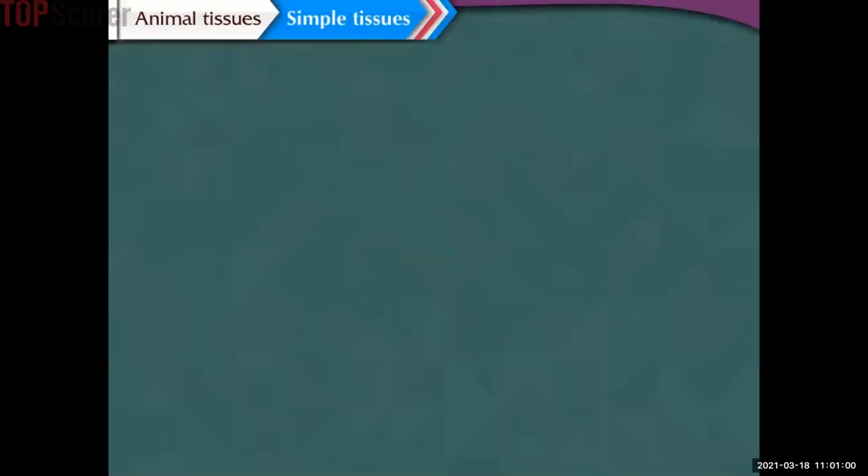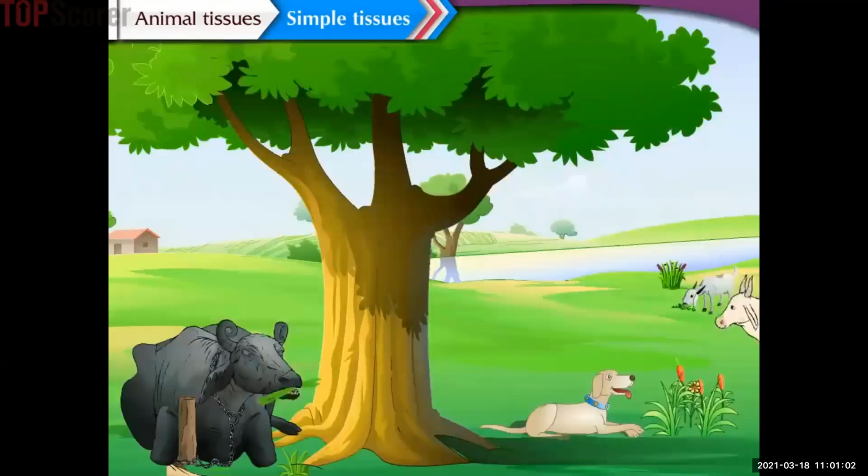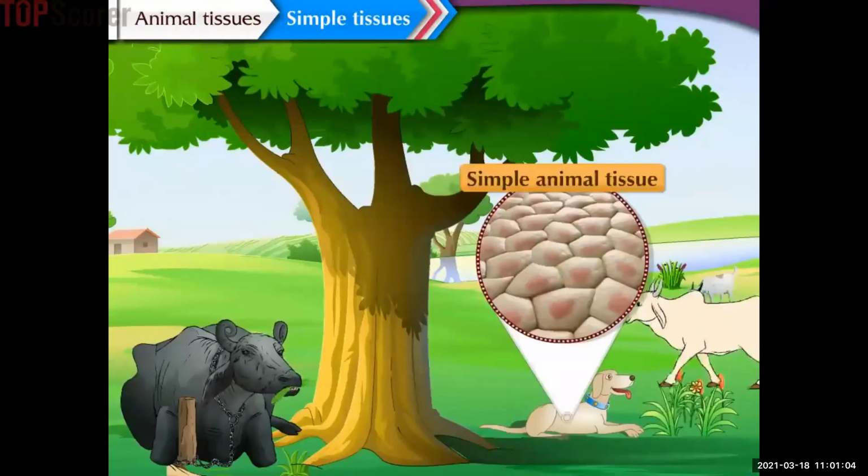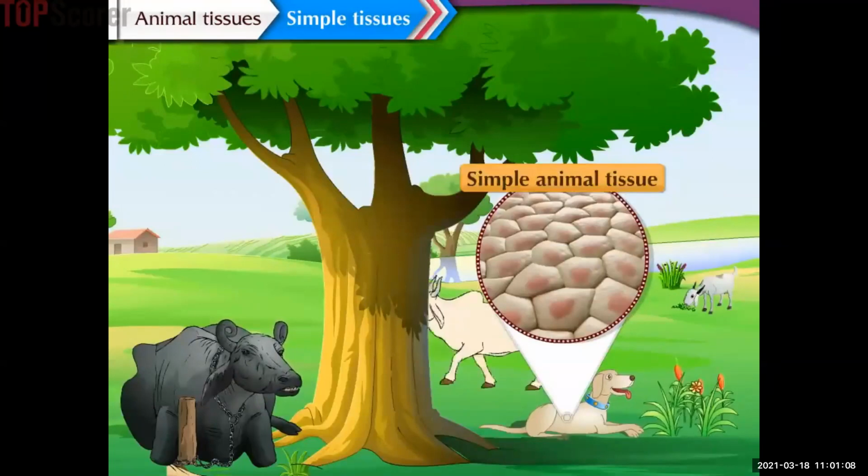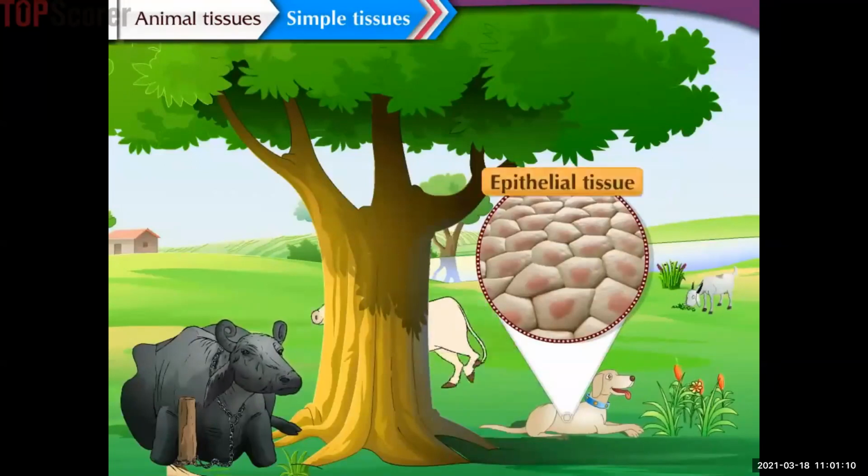Simple tissues. Simple animal tissue consists of one type of cells. Groups of such cells are called epithelial tissues. Let us understand about epithelial tissues in detail.